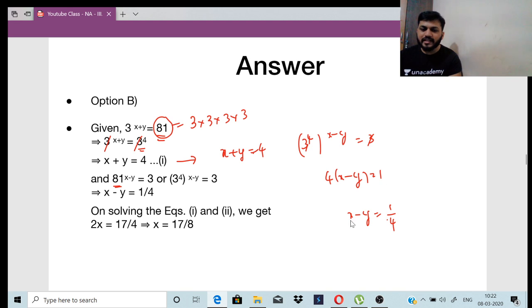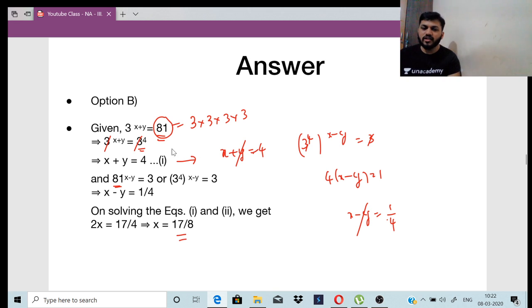So solve both these equations, right? Plus y, minus y cancel kar do. So 2x is equal to 17 by 4, right? So x is equal to 17 by 8.